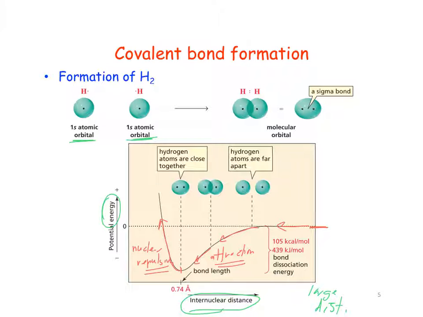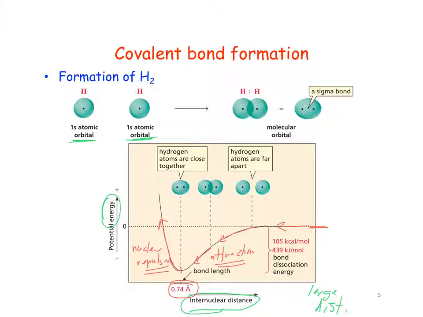Okay, so there's going to be some equilibrium point, some point of maximum stability where this attraction is balanced by repulsion, right? And so for a hydrogen-hydrogen bond, it turns out that this distance right here, 0.74 angstroms, is the best distance. That gives us the lowest energy, which makes it the most stable, all right?